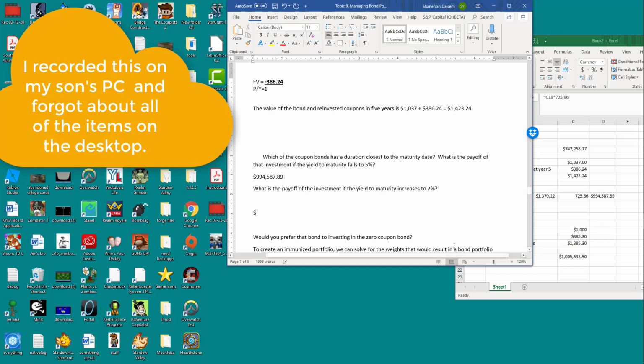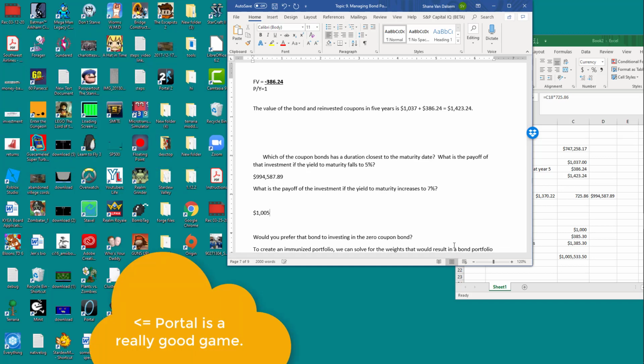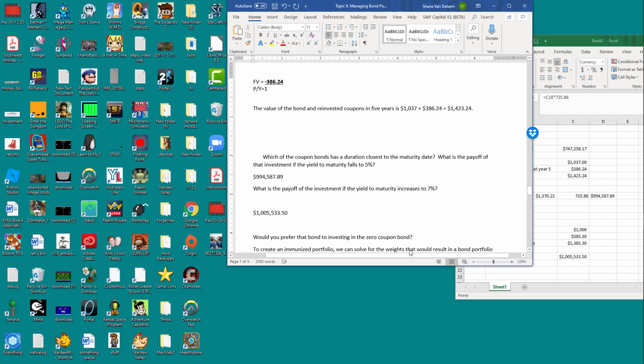So our total payoff here is $1 million. All right. So would you prefer that bond to investing in the zero coupon bond? That's a tough question. If the yield to maturity falls from 6 to 5%, then we're not going to have the money that we need. We're not going to have $1 million. If it increases to 7%, we're going to have a little bit more than what we need. We're going to have $5,533.50 more than what we need.